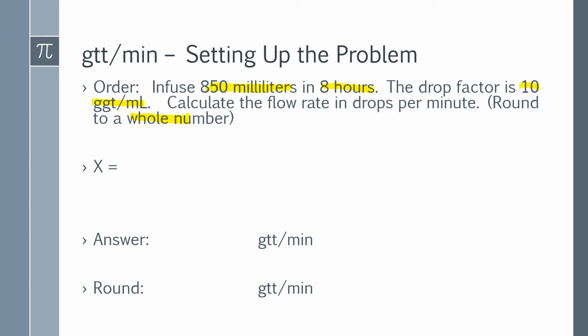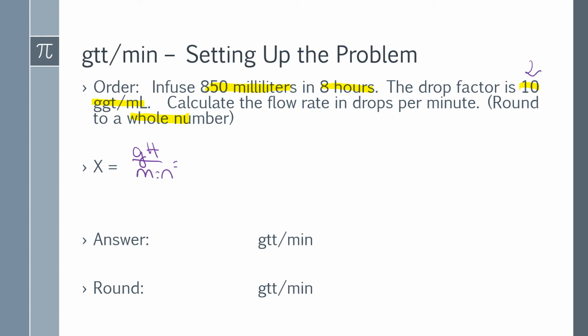Okay, so what we need to do now is look at how we're going to set up our problem. What are we solving for? Drops per minute. Many students ask me, how do I know what goes on top, what goes on bottom, what number do I start with first? When I do drops per minute, I know drops has to go on top. I know I need a drop factor, so I start with the drop factor.